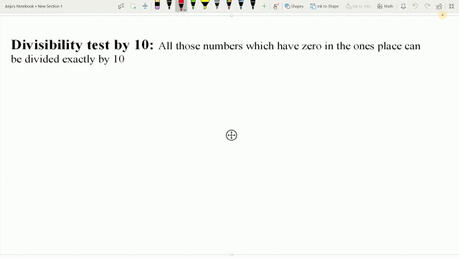Next, divisibility test by 10. All those numbers which have 0 in the ones place can be divided exactly by 10.